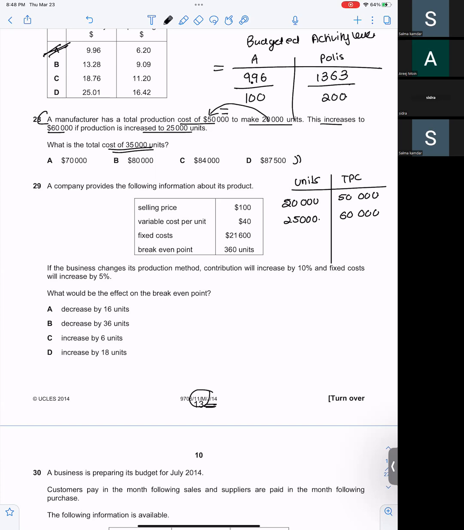Just remember, when I talk about my total production cost, it includes two types of cost in it: fixed cost and variable cost. Are you with me? Yes, miss. If I get either of the elements, I can find out the other. So there is one formula to find out the fixed cost included in total production cost.